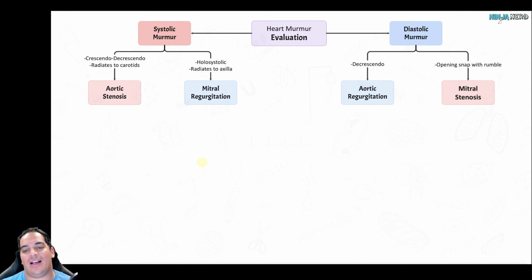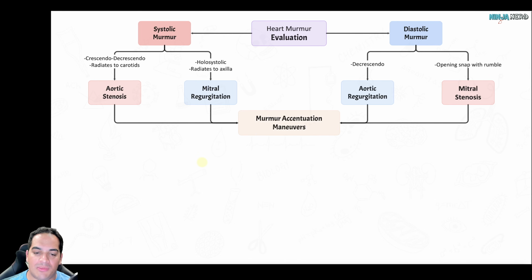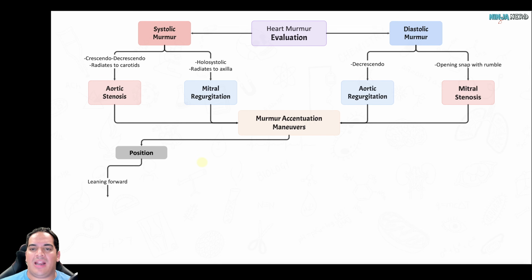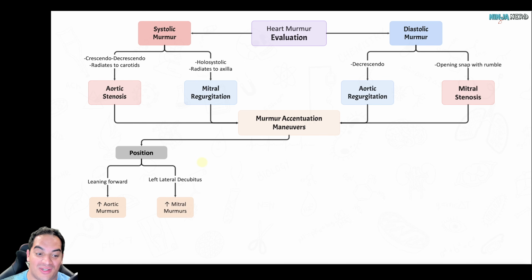But maybe you're like, I'm still on the fence. Maybe there's some other murmurs that I'm not completely sure about. Do some accentuation maneuvers to increase or decrease the intensity, to be even more confident in that. So I say, okay, I'm going to change the position because I'm a little bit confused here. I'm going to have them lean forward. I know that that brings the aortic valve closer to the heart. That should increase the aortic murmurs. If I put them in left lateral decubitus, that brings the mitral valve closer to the heart. That should increase mitral murmurs.